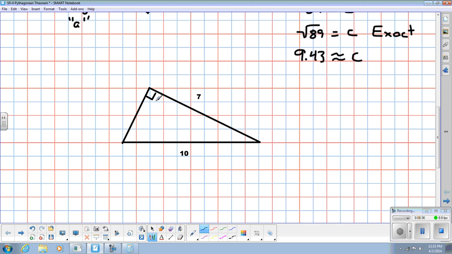The hypotenuse is always directly across from the right angle. In fact, the point of the right angle symbol always points at the hypotenuse. The hypotenuse is always the longest side in a right triangle.